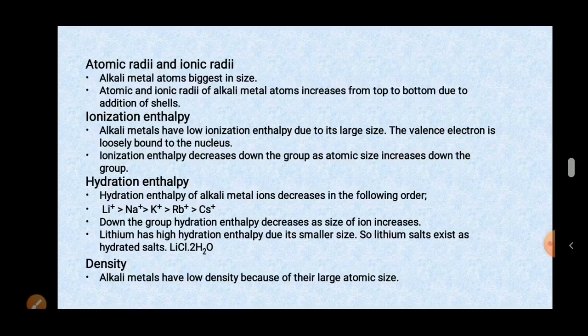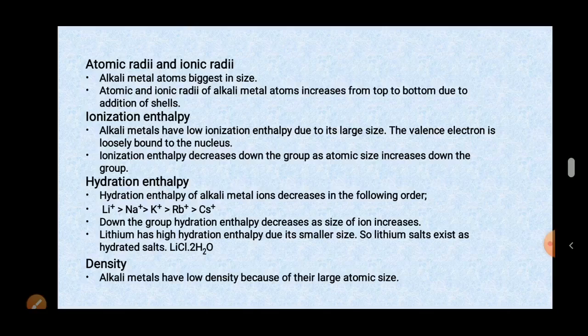Usually a question will be asked like this: give reason, alkali metals have low ionization enthalpy. What is the reason? Because of their large size. Now, first I will explain the concept of hydration enthalpy, then I will explain later how the question will be asked.